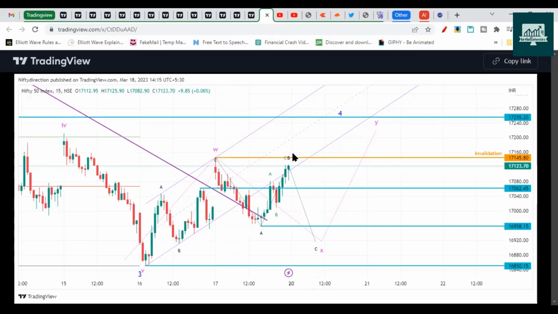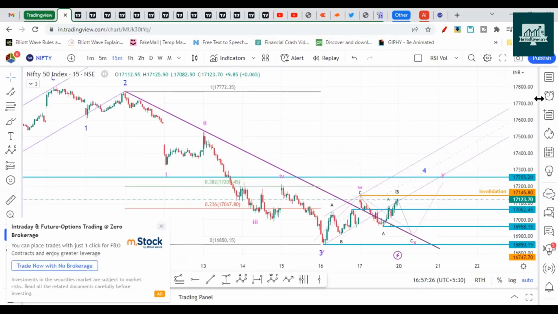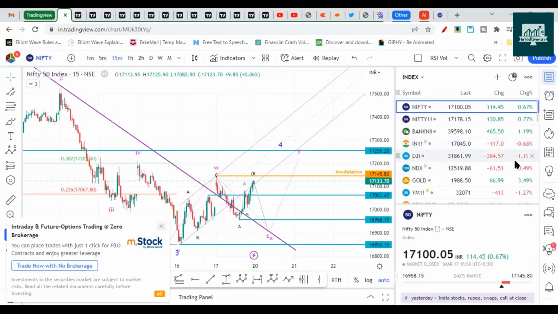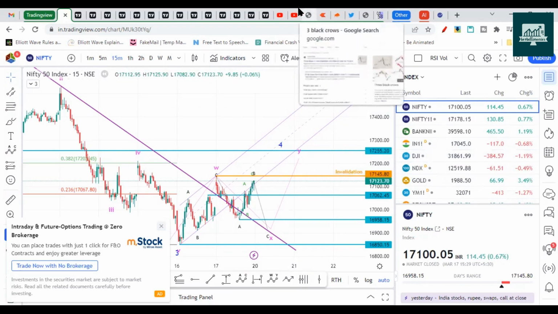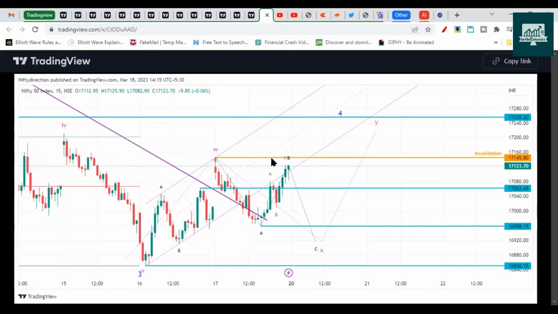Instead of opening gap up, let's take a look at global markets. The global markets are in deep red. Dow is down 1.19%, or 1.2%. It's down 384 points. Considering that, there is a possibility that Nifty will pull back a little first.